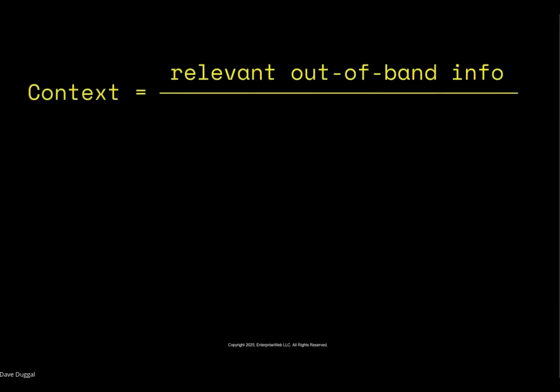And what is context itself? Context can be defined as relevant, out-of-band information. In other words, every interaction, event, or request has in-band information, right? It has your header, it has the body, and you have some in-band information about it. But the context is the information that you could backfill so that you could better understand that event and respond to that event with the broader context.